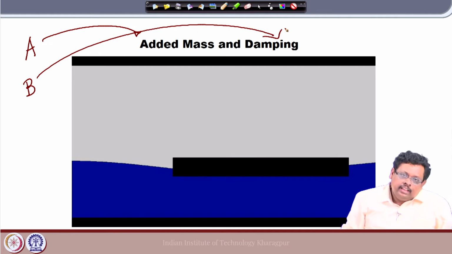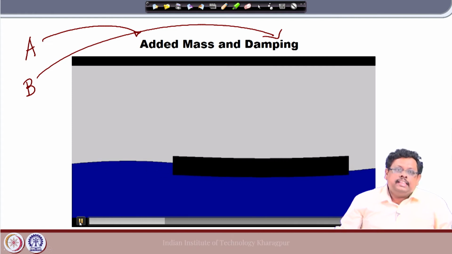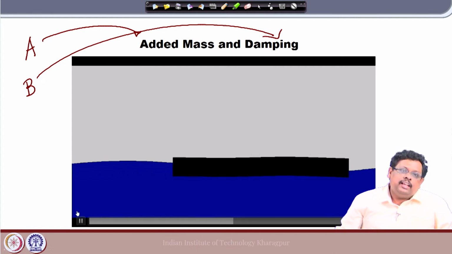But before that, you must have an idea of what is called added mass and what is the force because of this, and what is the force because of this term B or damping. To realize this, let us try to see this video. Now, if you look at this video carefully, you can see that there is a phase lag between the waves as well as the motion of the body.